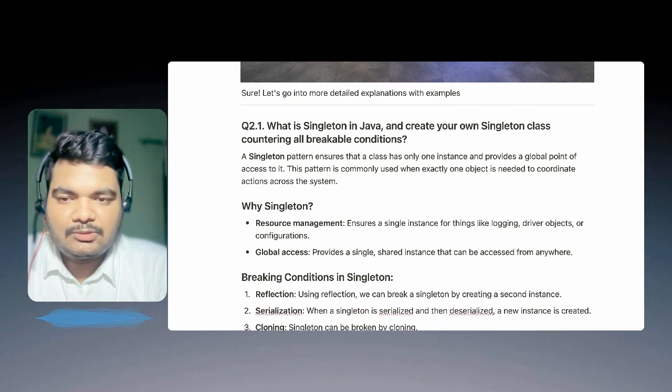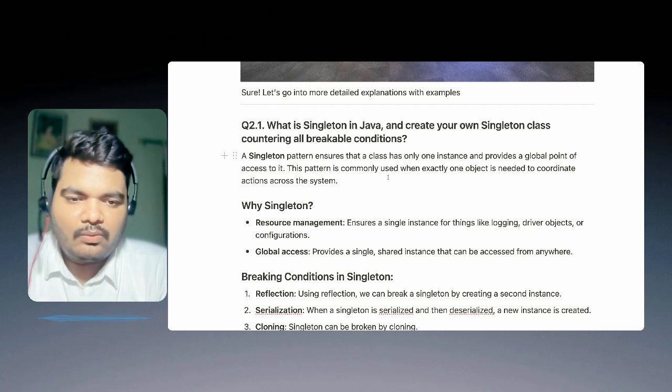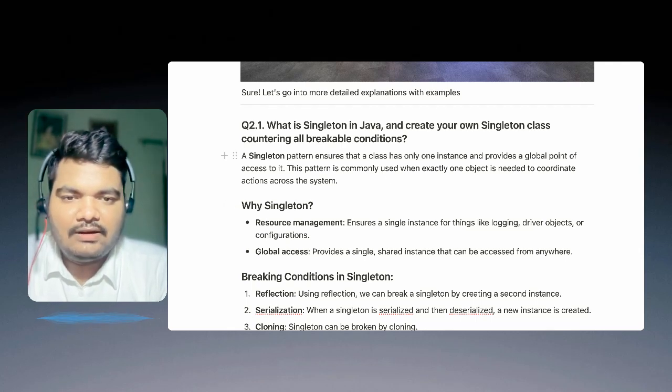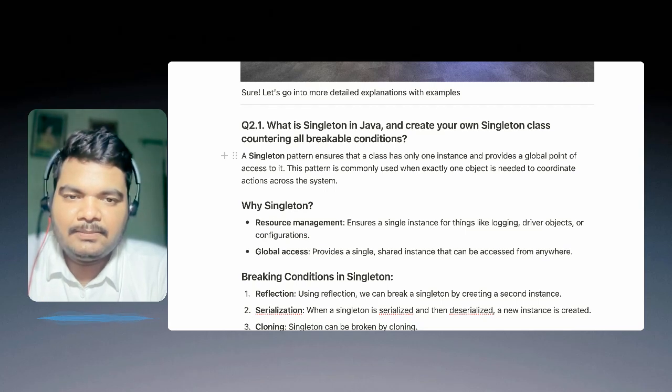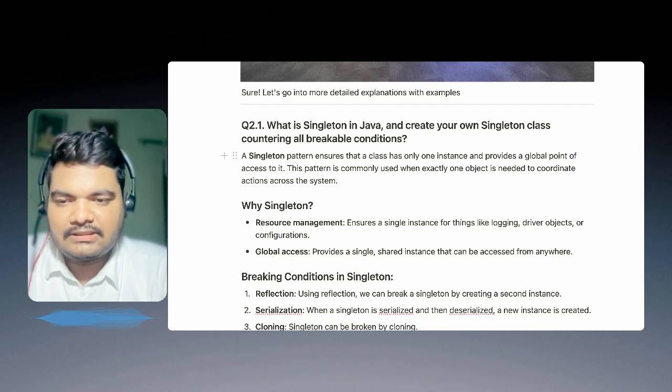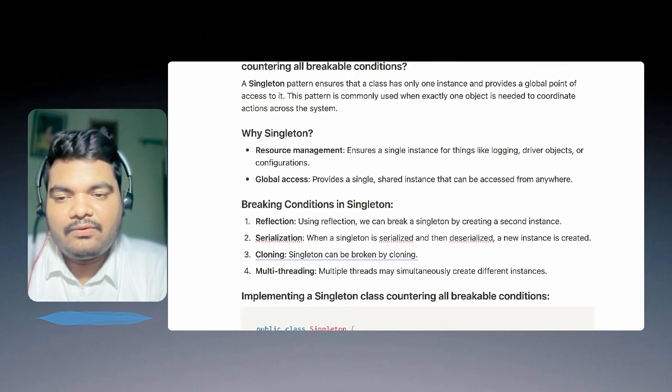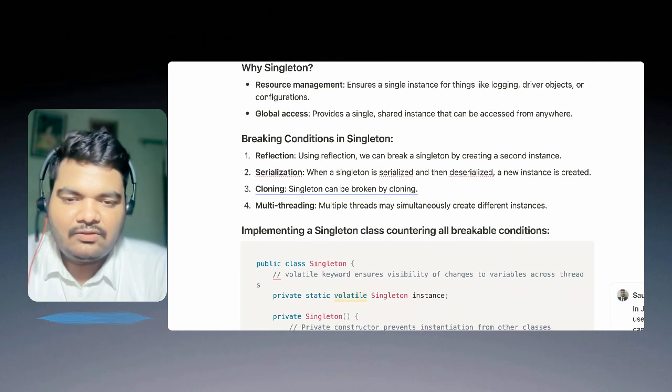So basically you can explain singleton. I've given what singleton actually is. It has a single global instance that is used for different purposes, especially for database connections, logging, and driver objects, right? And then there are four breaking conditions actually: reflection, serialization, cloning, and multi-threading, right? So you'll get the information around it.